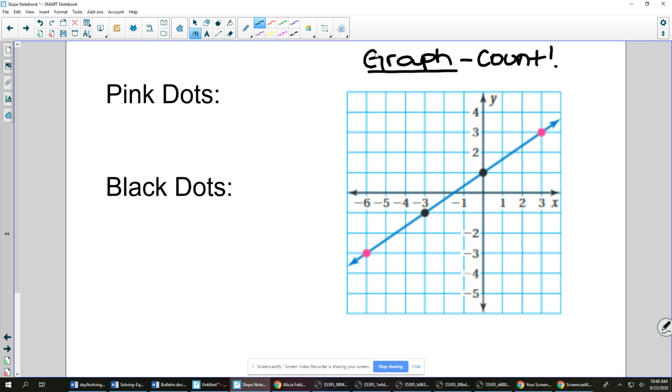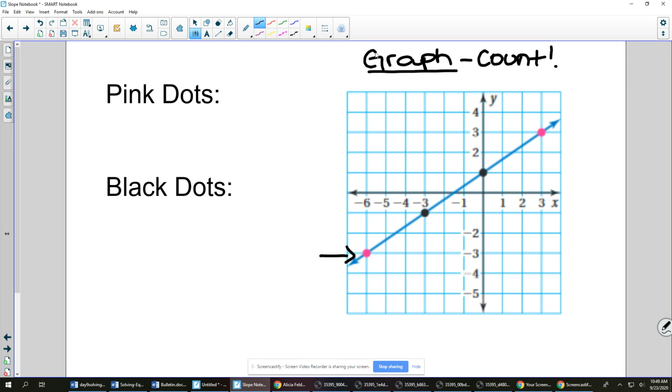What you're going to do is find 2 points on your graph. Let's start with the pink dots. We're going to look at the bottom pink dot first. I always like to start from the bottom if it's possible. The only thing here is being able to tell if that slope is going to be positive or negative, and if the numbers that you end up finding are positive or negative. That's why I like to start from the bottom.